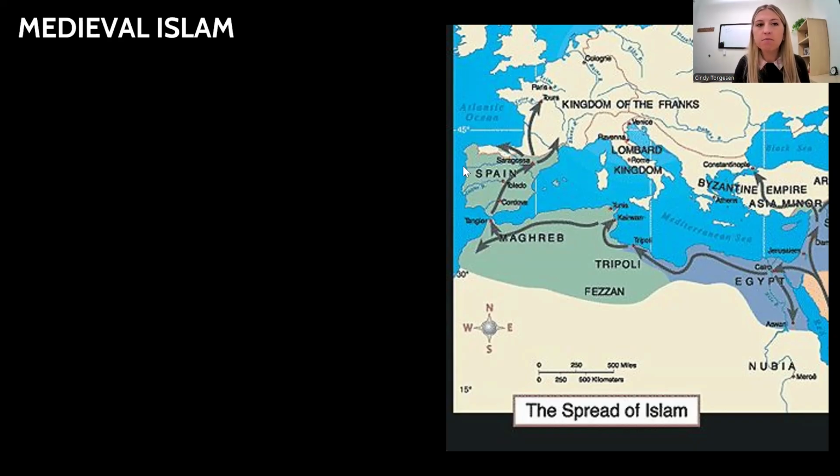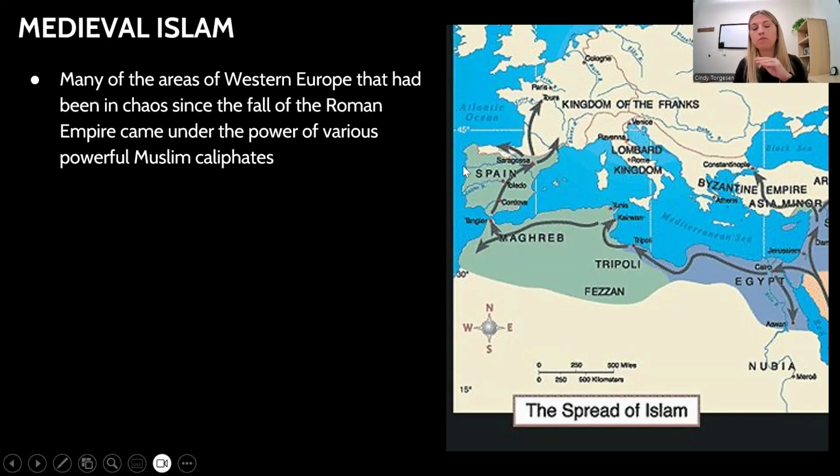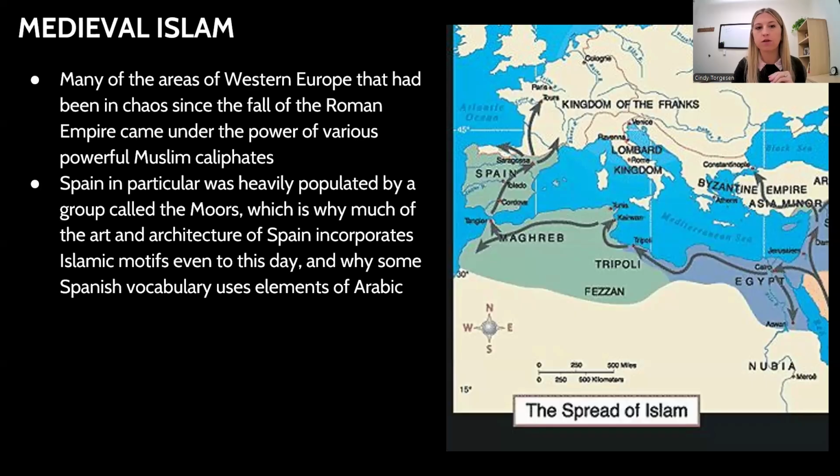So when we look at medieval Islam, for the last couple of weeks, we've talked about the fall of the Roman Empire and the rise of the Byzantine Empire, but a lot of parts of Western Europe were in chaos, kind of changing hands, different civilizations conquering these different areas. And one of those areas is Spain being conquered by the Moors, which is one of the groups of Muslims that were growing in power at this time.